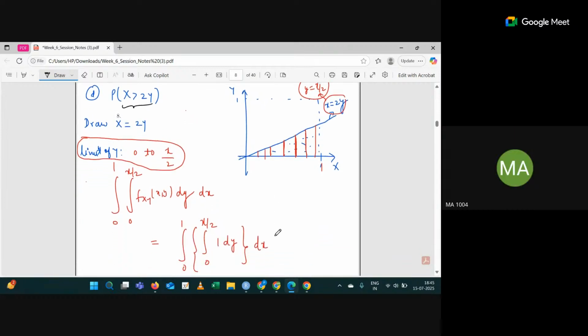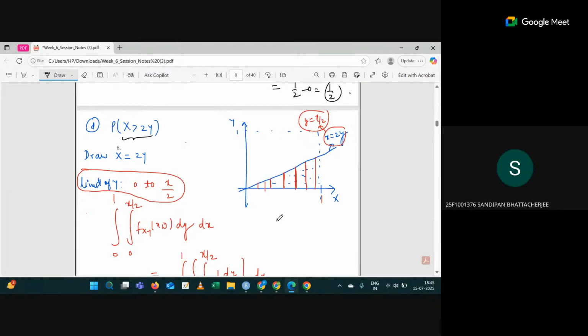No, then it's a calculation mistake. What were your values? So the x values would go from 0 to 2y and the y values would go from 0 to half. So then you would just get the half. Can you come again, please? Yeah, so x will go from 0 to 2y and y will go from 0 to half.